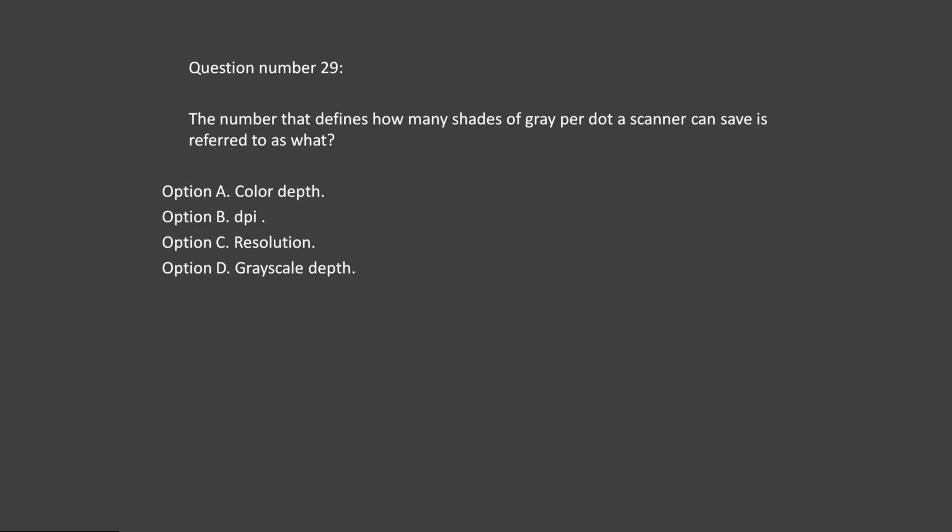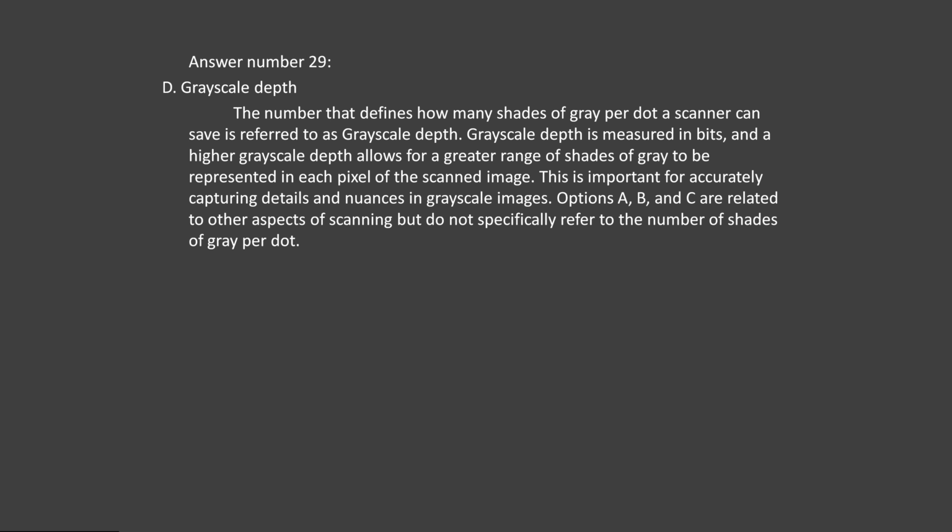Question number 29. The number that defines how many shades of gray per dot a scanner can save is referred to as what? Option A. Color depth. Option B. DPI. Option C. Resolution. Option D. Grayscale depth. Answer number 29. Option D. Grayscale depth. The number that defines how many shades of gray per dot a scanner can save is referred to as grayscale depth.